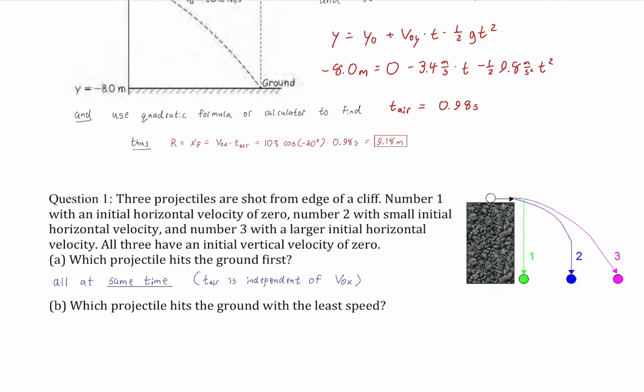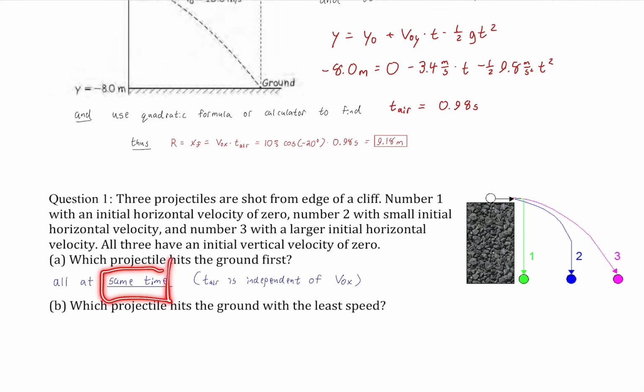Three projectiles are shot from the edge of a cliff, or edge of a table, whatever. I guess it's a rock. Number 1 with an initial horizontal velocity of 0, number 2 with a small initial horizontal velocity, and number 3 with a large initial horizontal velocity. All 3 have an initial vertical velocity of 0. Which projectile hits the ground first?